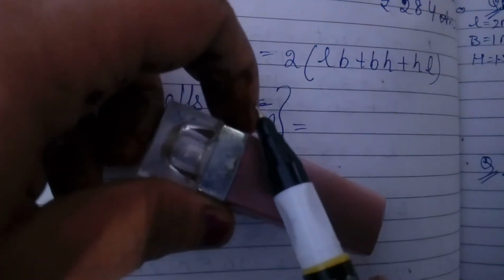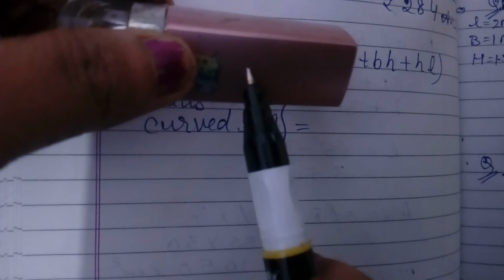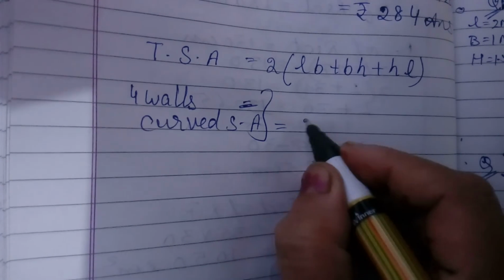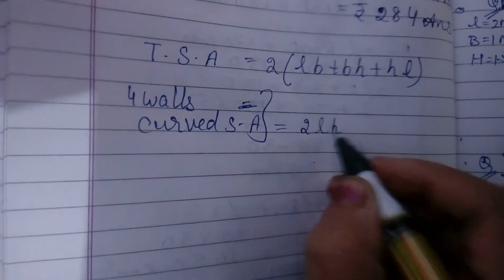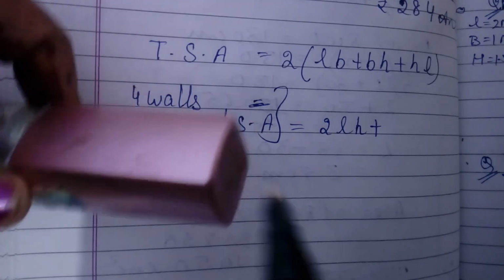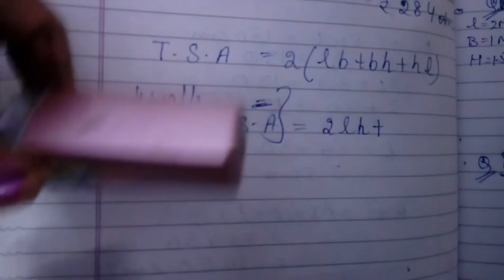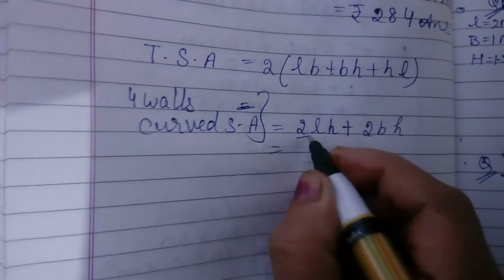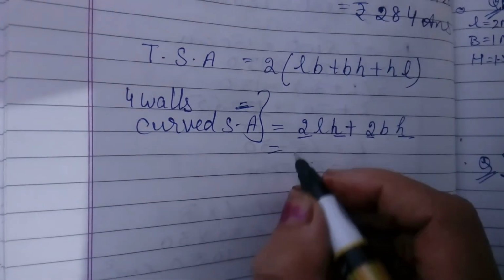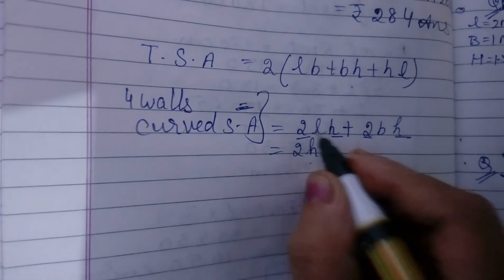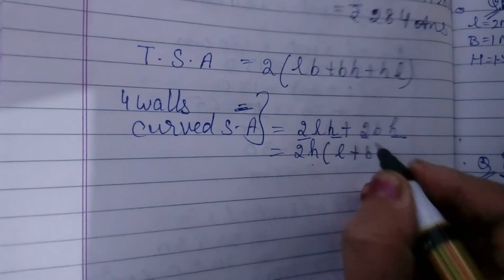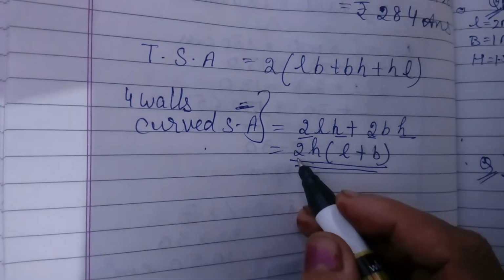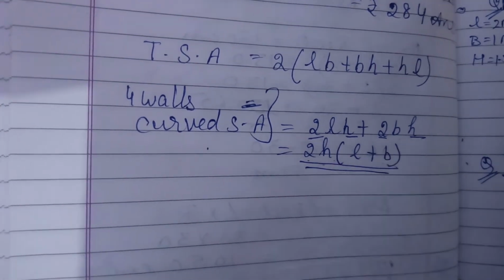These are the walls. So take the first wall: this is length into height, and the back one is also length into height. So 2 length into height, plus what is this part? Breadth into height, and here also breadth into height. So 2 breadth into height. Take 2h common, and what is left? Length plus breadth. So it becomes the formula for the curved surface area of a cuboid, that is 2 height into length plus breadth.